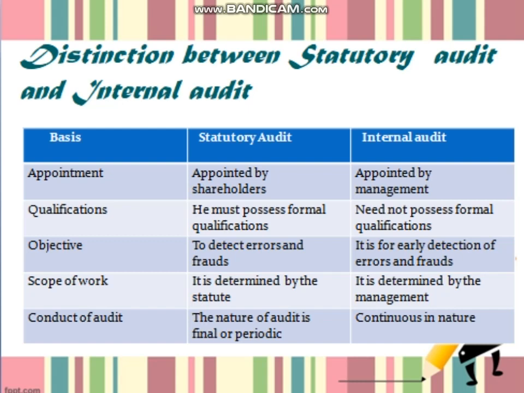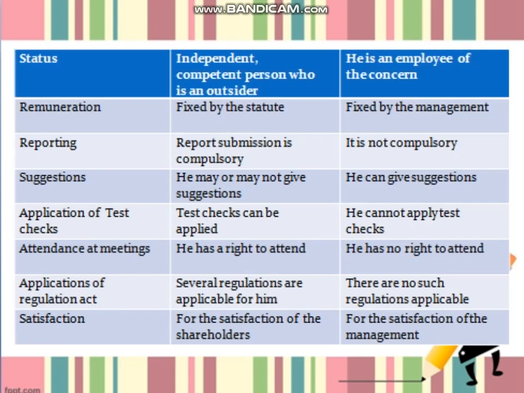So these are some of the major differences between statutory audit and internal audit on the basis of appointment, qualification, objective, scope of work, and conduct of audit. Let us see some other differences between the statutory audit and internal audit. While differentiating on the basis of remuneration, statutory audit remuneration is fixed by the statute, while internal audit remuneration is fixed by the management.